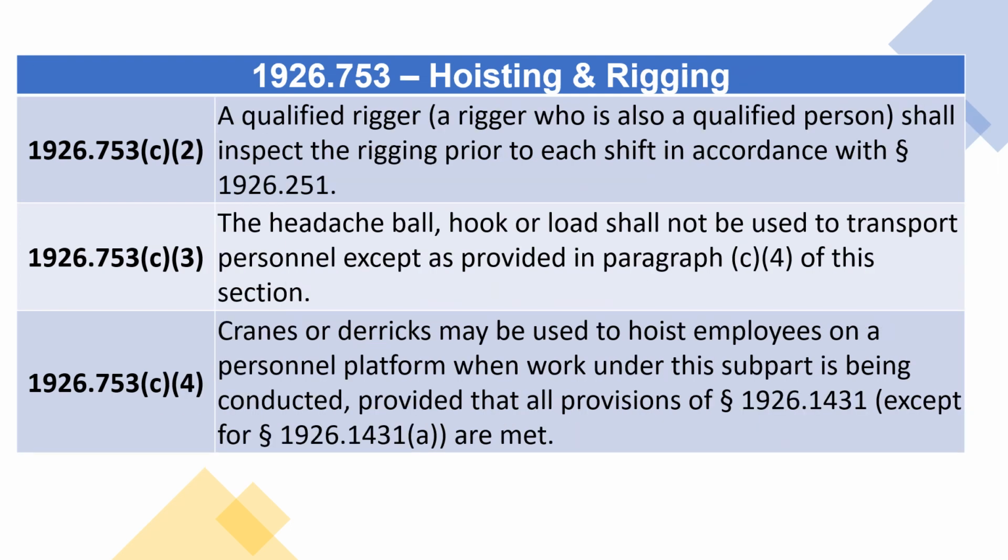1926.753(c)(2) A qualified rigger, a rigger who is also a qualified person, shall inspect the rigging prior to each shift in accordance with Section 1926.251. 1926.753(c)(3) The headache ball, hook or load shall not be used to transport personnel except as provided in paragraph (c)(4) of this section. 1926.753(c)(4) Cranes or derricks may be used to hoist employees on a personnel platform when work under this subpart is being conducted, provided that all provisions of Section 1926.1431, except for Section 1926.1431(a), are met.